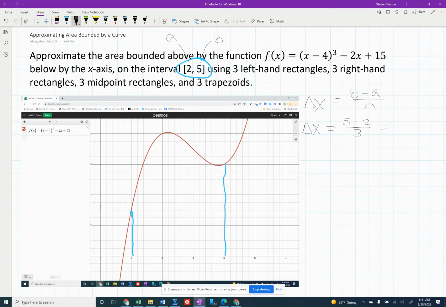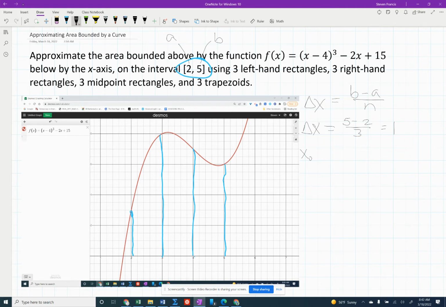So if the width of my rectangle is 1 and I'm starting at 2, that means I'm going to move over 1 unit to get the next end of my rectangle. So my next end is going to be at 3, and then my next end after that is going to be at 4, and then my next one is going to be at 5. What we typically do for that, you'll see me write this down all the time, is we label these with x values with subscripts.